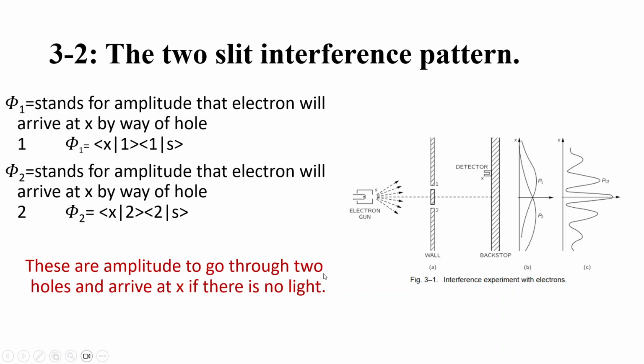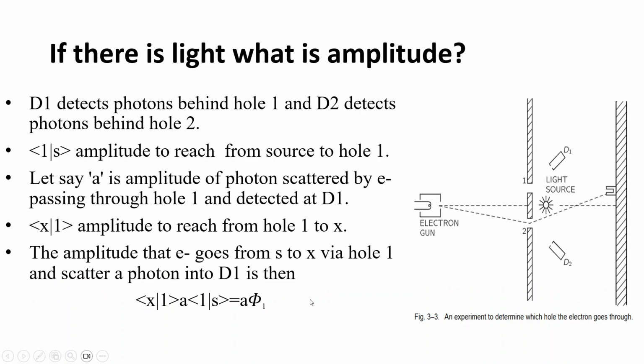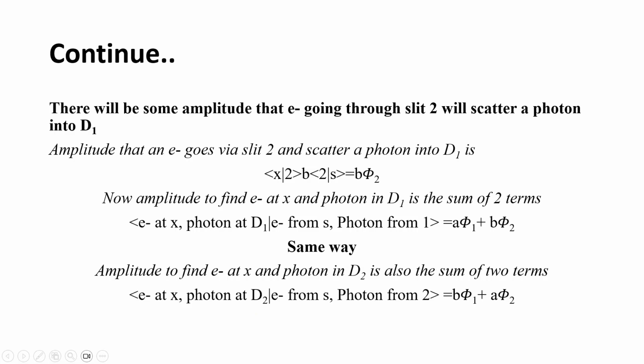So these are amplitudes to go through two holes and arrive at X. So the amplitude that the electron goes from S to X by hole 1 and scatters a photon is given by this. And there will be some amplitude that the electron going from slit 2 will scatter a photon into D1. The amplitude that an electron goes by 2 and scatters a photon into D1 is given by this. Now the amplitude to find the electron at X and photon in D1 is the sum of two terms. So this is the sum.